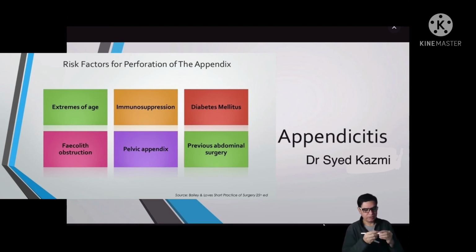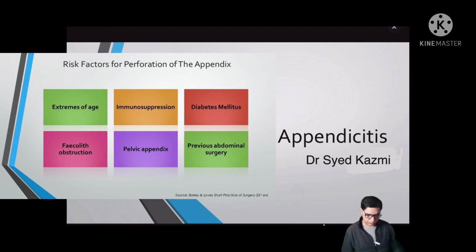So let's say this is the vermiform appendix and you've got a block here, so what would happen? Because there will be inflammation in the distal part, it would get swollen. A time would come when it can burst open. So if you do not remove it, it can burst open, and some people have got a predisposition to bursting of the appendix, and there are certain risk factors, which are number one, extremes of age.